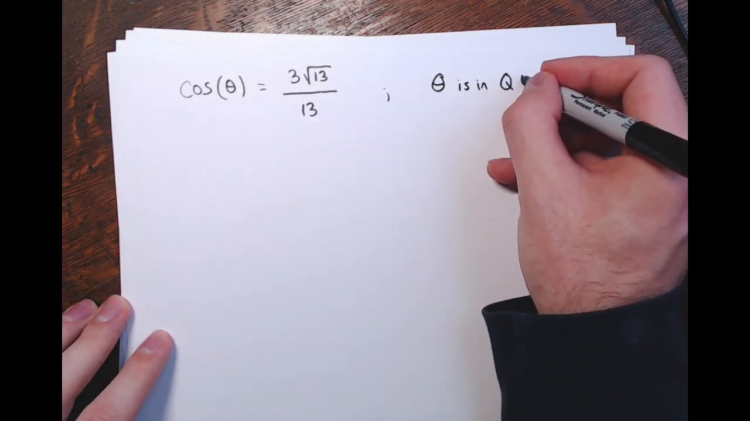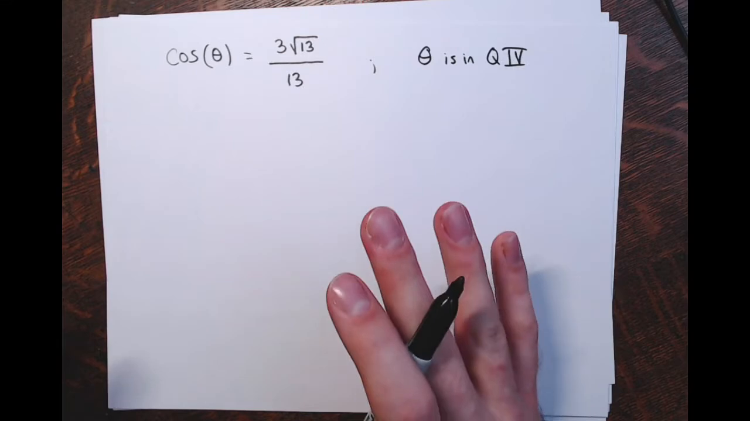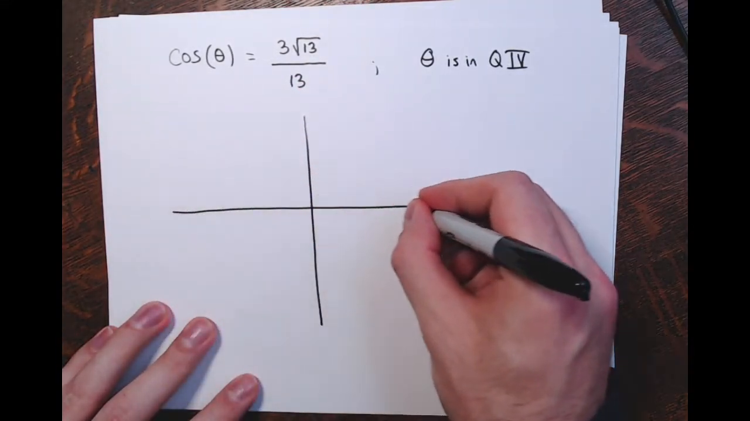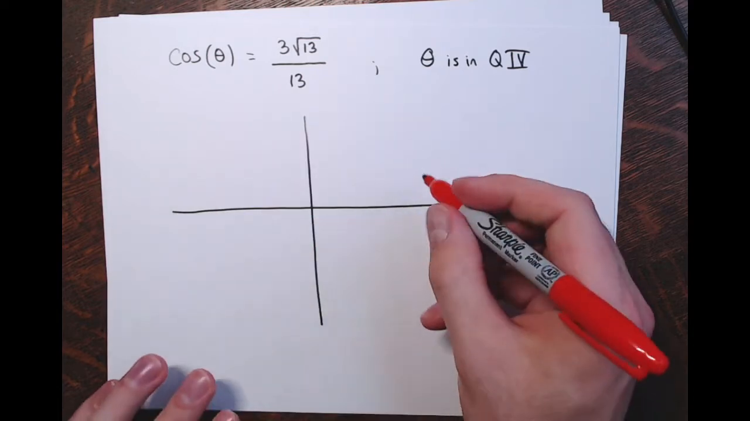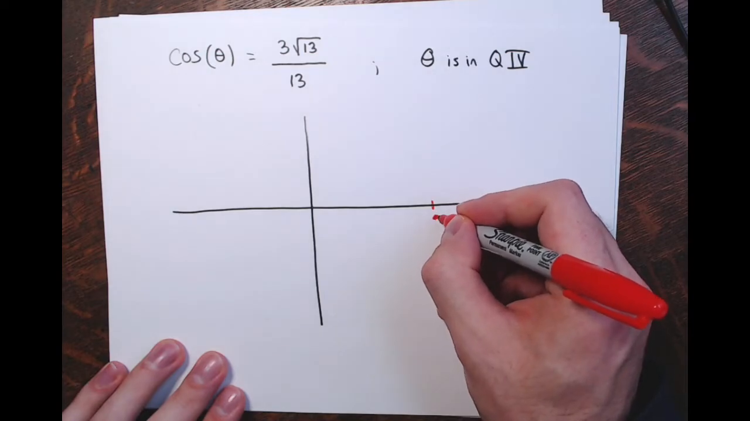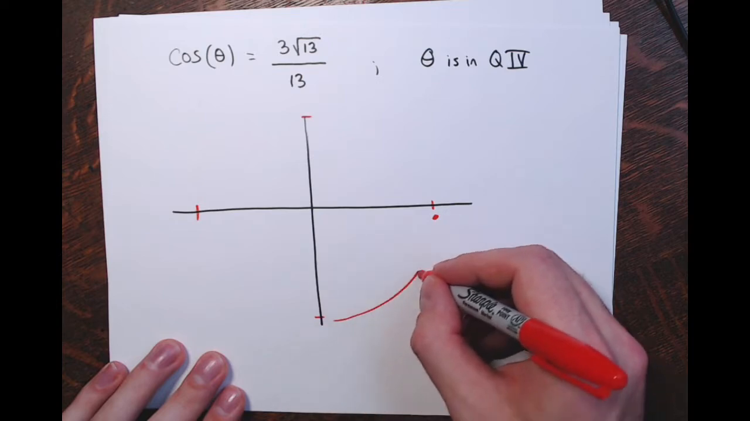Theta ends in quadrant 4. I'll just put Q4. All right, so I'm going to draw a picture where I have an angle theta ending in quadrant 4. In fact, I'm just going to draw a circle right now of radius r. I don't know what r is, so I'm not going to put any numbers. Just there, there, there, and there. I'll just draw some circle.